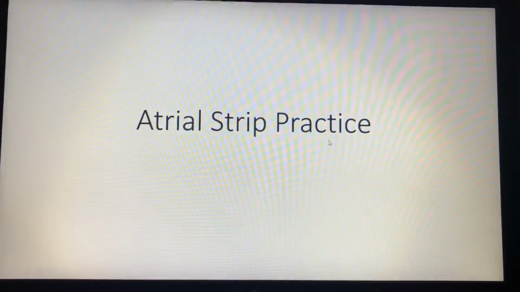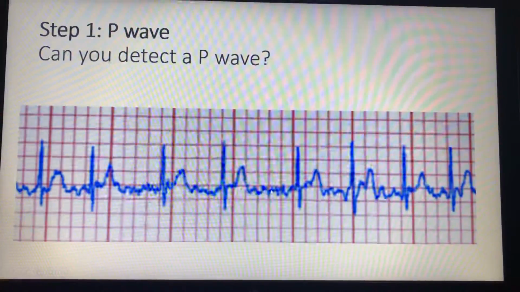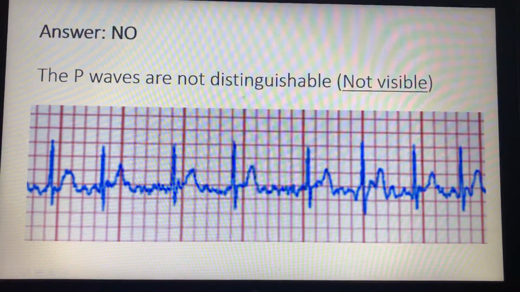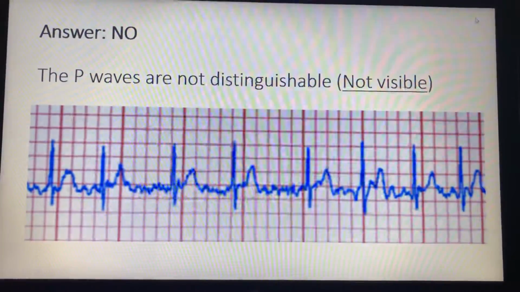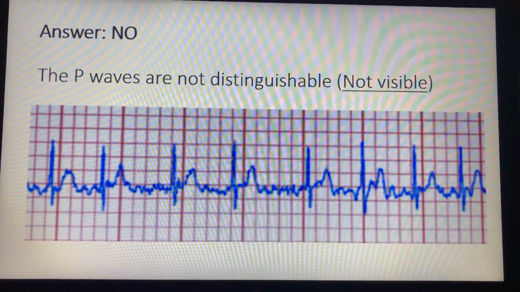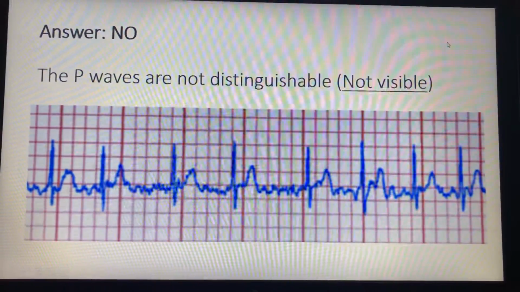So, atrial strip practice. Can you detect a P wave in this? You can't even tell what is going on, can you? I mean, it just looks crazy. Answer is no. They're not distinguishable. They're not visible. Okay? All these kinds of answers are acceptable for me: not distinguishable, not visible, abnormal, when you're doing your test strips or your quizzes.